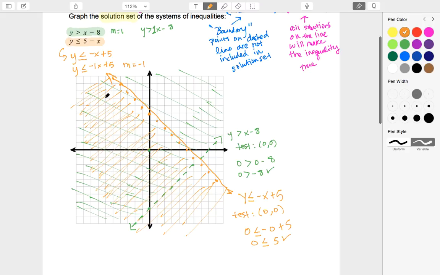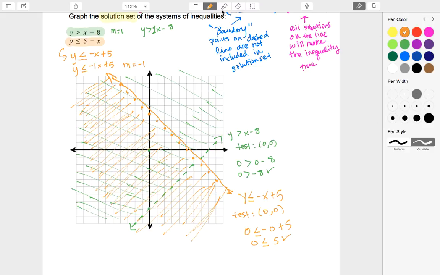Okay, and so basically we can see that we have solutions here for y is less than or equal to negative x plus 5 for this inequality. But we see here, this is where they intersect, where the orange meets with the green. So that's the solution set for the whole system.